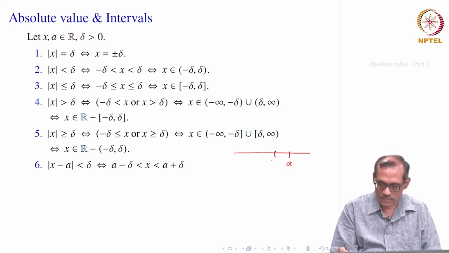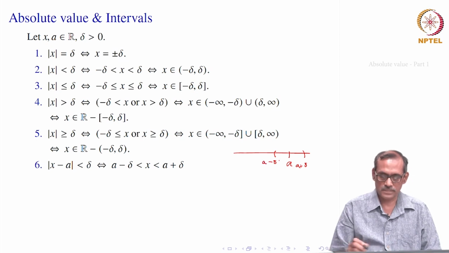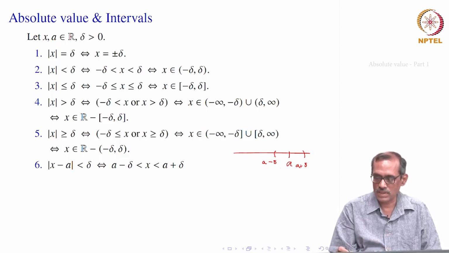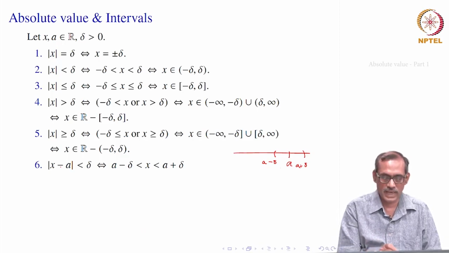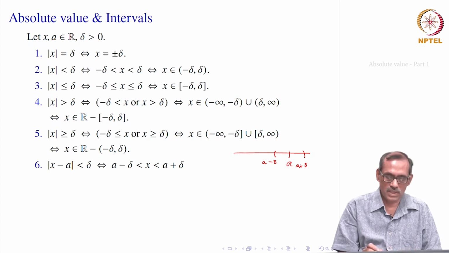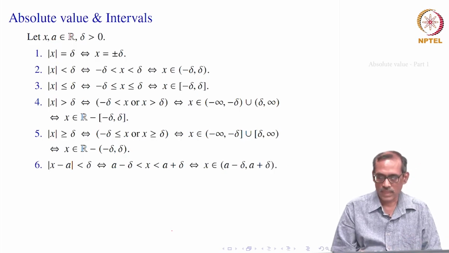So, we can think of minus delta here, delta here. This point is really a plus delta, this point is really a minus delta. So, as earlier, it is within that delta neighborhood, this is also the delta neighborhood of a. We would get mod x minus a less than delta if and only if a minus delta is less than x is less than a plus delta. So, it is just another way of telling that x is an element of the delta neighborhood of a. Mod x minus a is less than delta, that is what it means.